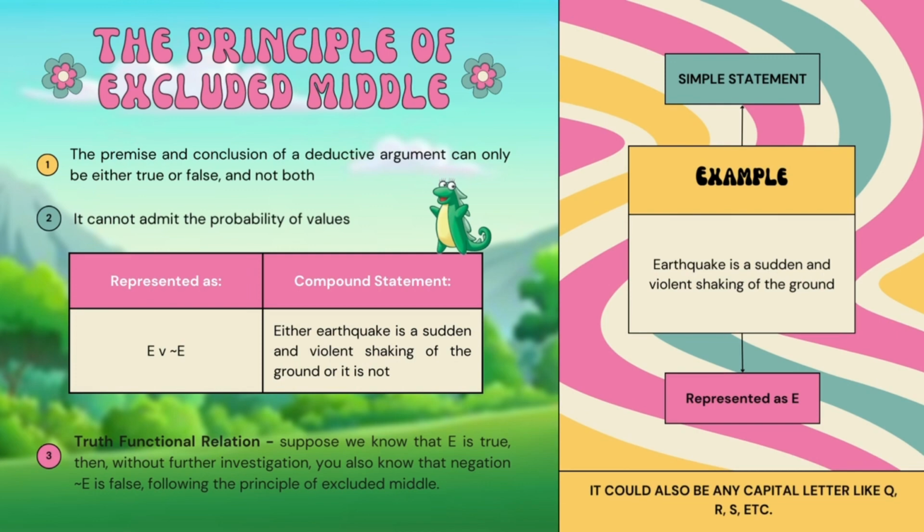Suppose we know that E is true. Then, without further investigation, you also know that negation not E is false, following the principle of excluded middle. Why? Exacto.